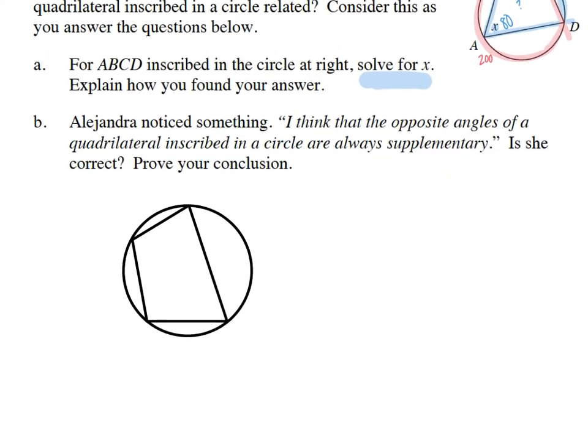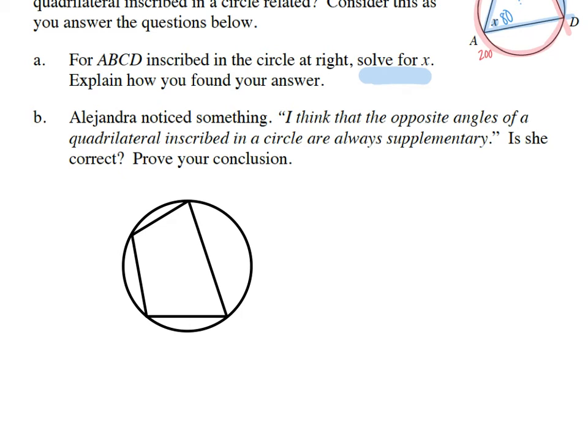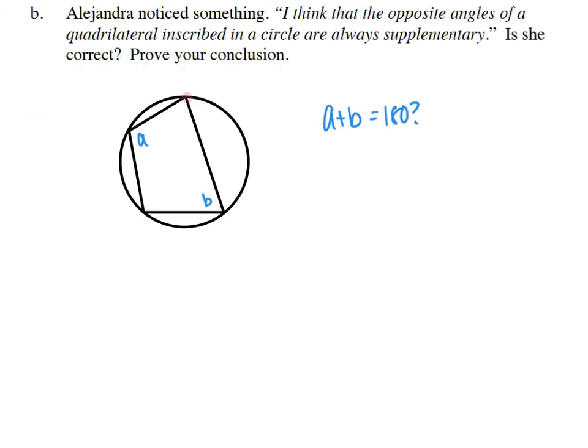Okay. It says, Alejandra noticed something. I think the opposite angles of a quadrilateral inscribed in a circle are always supplementary. Is she correct? So to start, I'm going to look at this intercepted arc here to go with the inscribed angle A. I know that that intercepted arc has to have a measure that is double angle A. And then the other intercepted arc that I'm going to look at is the one that is formed by angle B. That is this arc here.